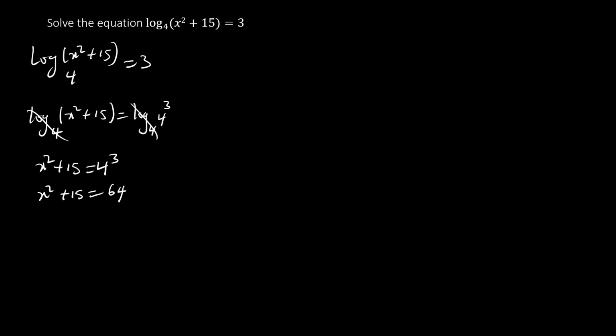So separating this, we have x squared equals 64 minus 15, and this is x squared equals 49. So you have x equals plus or minus the square root of 49, and you have x to be equal to plus or minus 7. So the answer to this is going to be x equals 7 or minus 7.